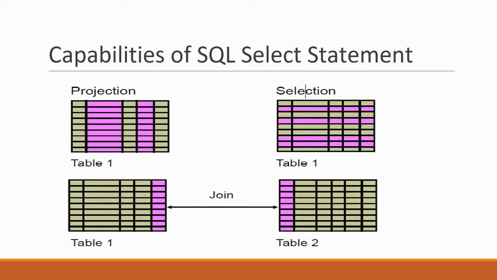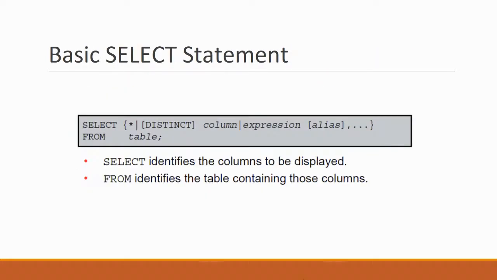You can also use the join capability in SQL to bring together data that is stored in different tables by creating a link between them. In its simplest form, a select statement must include the following: a select clause, which specifies the columns to be displayed; a from clause, which specifies the table containing the columns listed in the select clause.